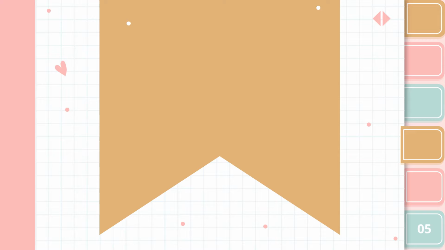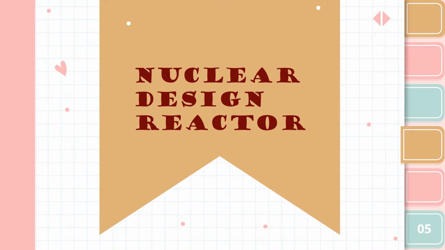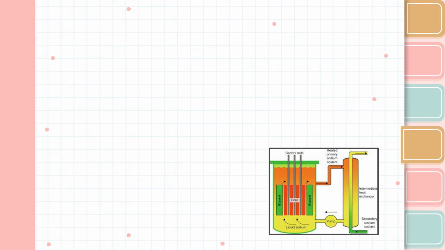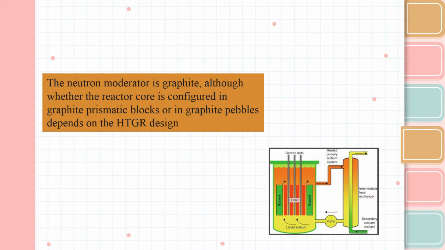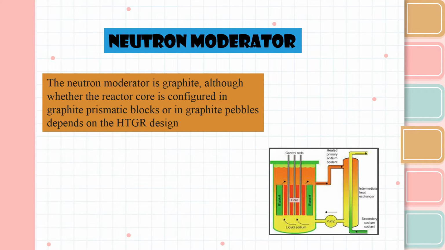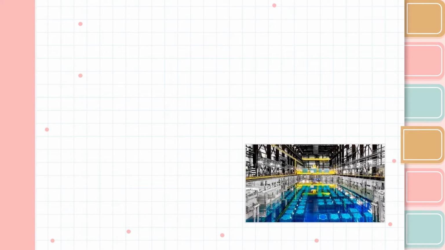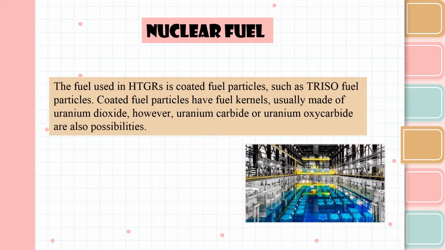Okay, let's proceed to the next subtopic, which is nuclear reactor design. First, the element in nuclear reactor design, which is the neutron moderator. The neutron moderator is graphite, although whether the reactor core is configured in graphite prismatic blocks or in graphite pebbles depends on the HTGR design. After that, nuclear fuel. The fuel used in HTGR is coated fuel particles, such as TRISO fuel particles. Coated fuel particles have fuel kernels, usually made of uranium dioxide. However, uranium carbide or uranium oxycarbide are also possibilities.